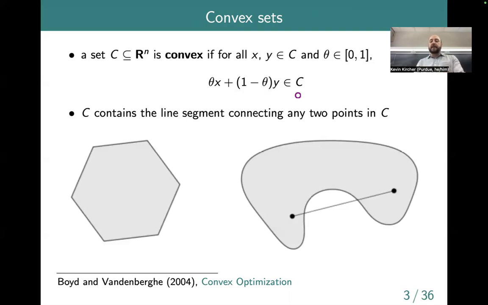And here's what that looks like geometrically. Again, the intuition here is that C contains the line segment that connects any 2 points, call it x, call it y, within the set. So this is a convex set.